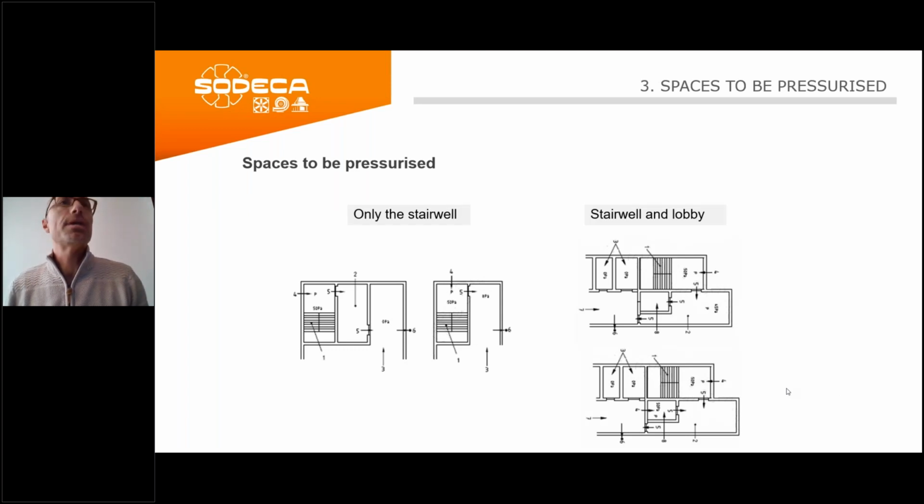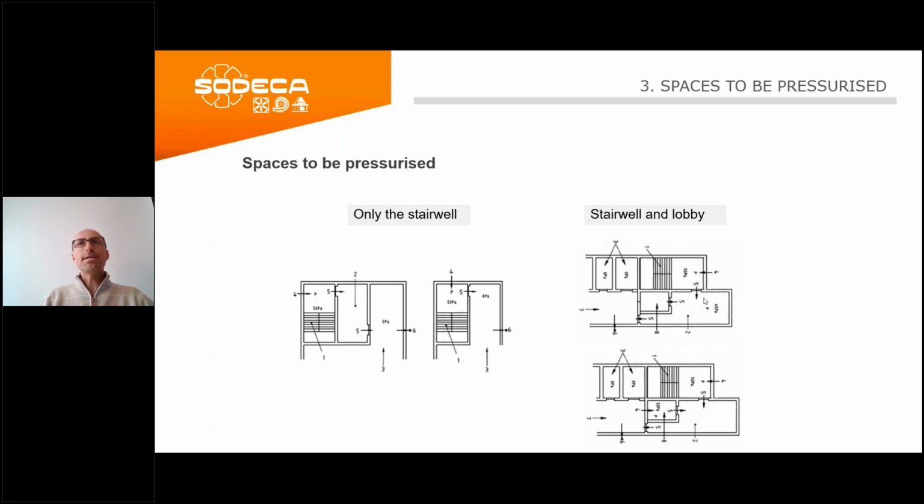Finally, today I'm going to talk about the different spaces to be pressurized. If we have the stairwell just connected to the accommodation area, we have only to pressurize the stairwell. If we have a lobby between the stairwell and the accommodation area, it depends. If this is what the standard says is a simple lobby, we don't have to pressurize the lobby. What is a simple lobby? A simple lobby is a lobby that only has 2 doors. The one that connects the lobby with the stairwell and the other one that connects the lobby with the accommodation. In this case, it is not necessary to pressurize the lobby.